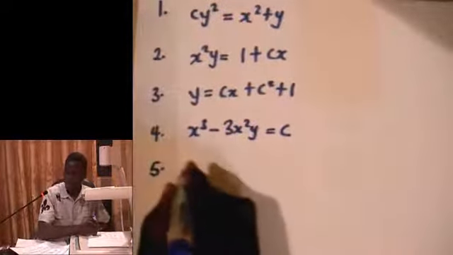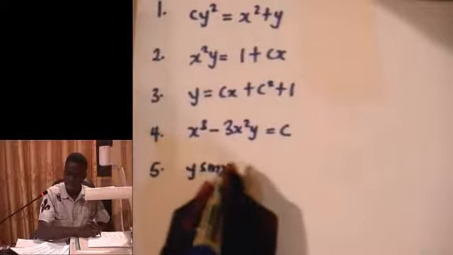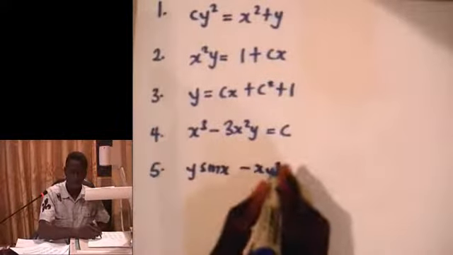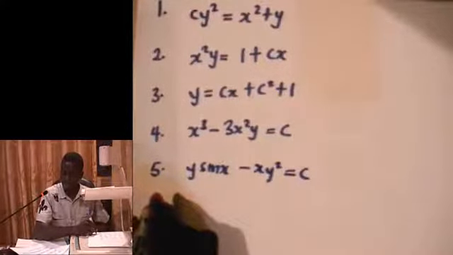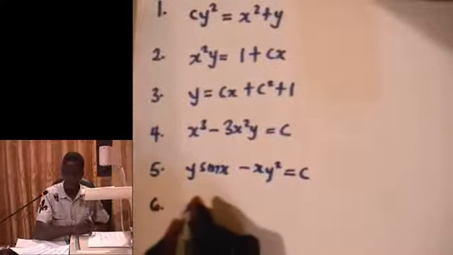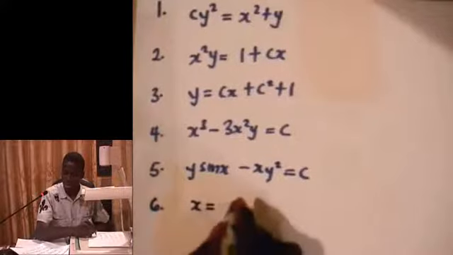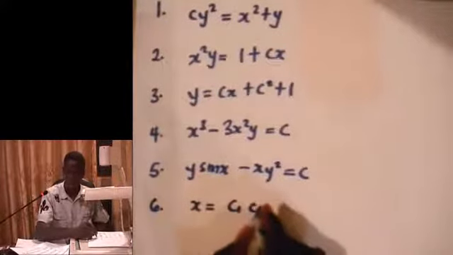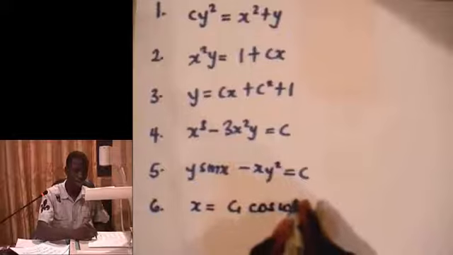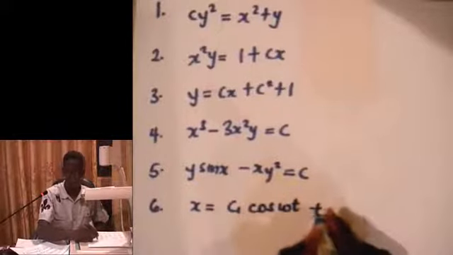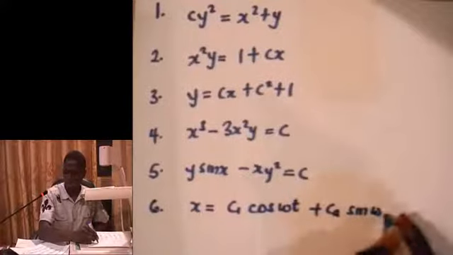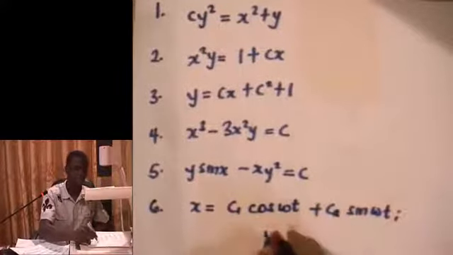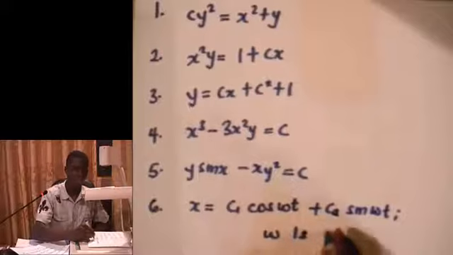5. y sin x minus xy squared equals c. And 6. x equals c1 cos omega t plus c2 sin omega t, where omega is a parameter.